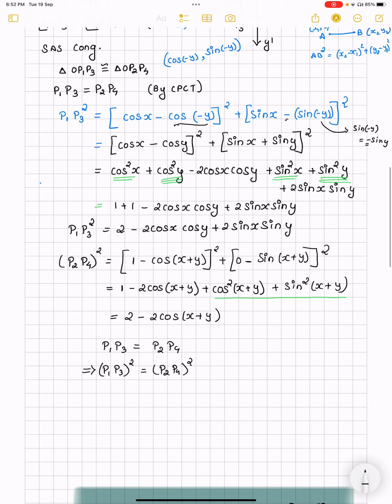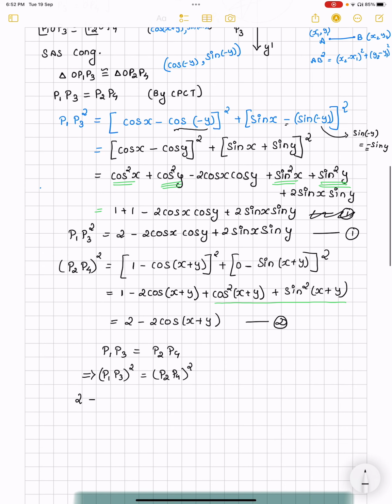Now, on that basis, I'm going to equate this one, 1 and then 2. When I equate, I would be getting, I'm sorry, instead of keeping this one would be 1. Okay, then in that case, I'm having 2 minus 2 times, I'm taking minus 2 as common, I have cos x cos y minus sine x sine y is equal to 2 minus 2 times cos of x plus y.